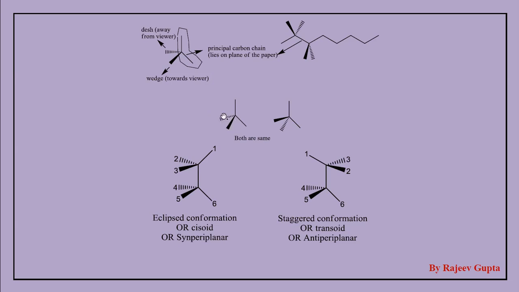So to view both wedge and dash portions, we have to make this structure like this, some side by side, both types of bonds, where we can observe both types of substituents in the structure. Actually this dash portion is just below the wedge portion, so we can draw it any way, using this or using this. Both are correct, both are same.